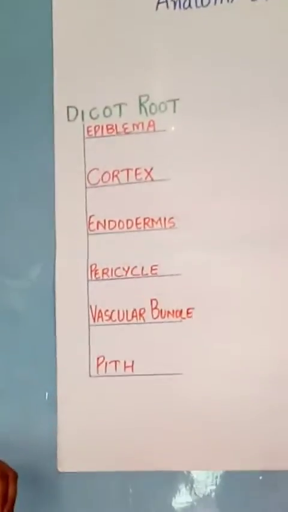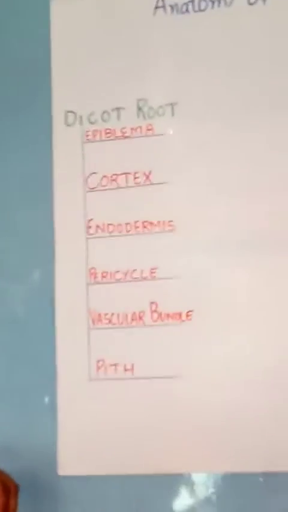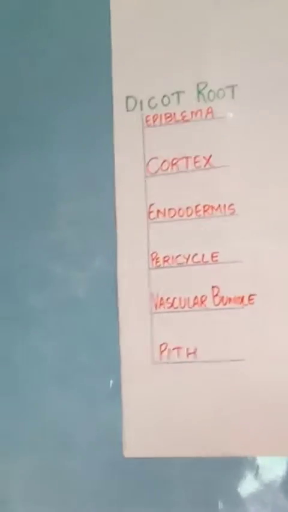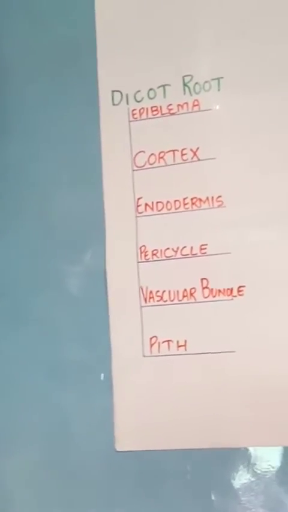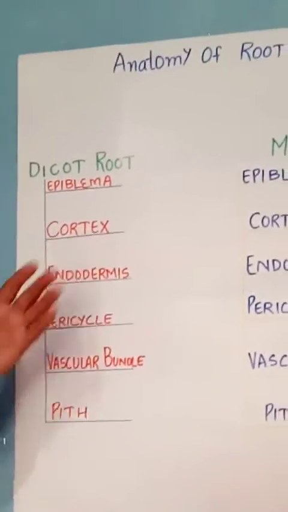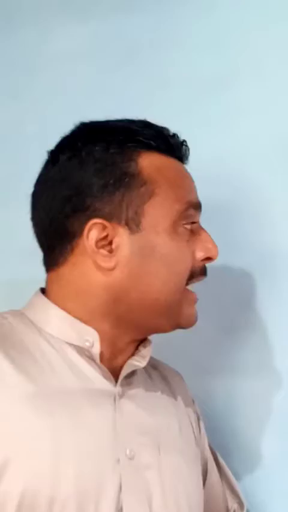It mainly consists of cells which are compactly arranged with each other. Second, some of the cells of this epiblema give rise to unicellular root hairs, and these root hairs, as we know, help in the absorption of water and mineral salts. After this epiblema, we can find the cortex, which is somewhat homogeneous in nature. It is mainly made up of parenchymatous cells.